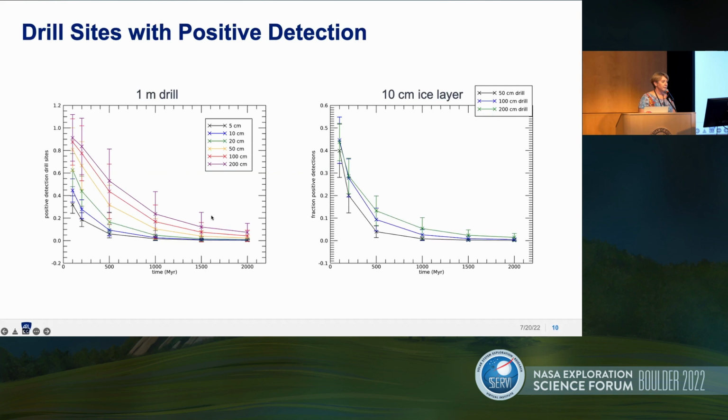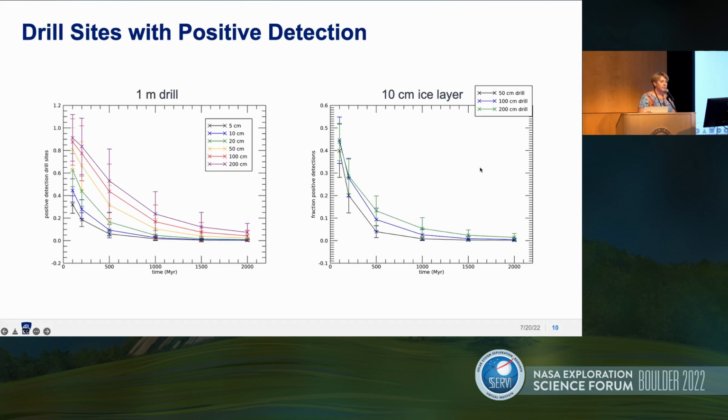And you can see for something that's a billion years old, we're looking at somewhere less than 30% of the sites, which is still pretty good if you started with a 2 meter thick ice layer. But if you started with something that was a 10 centimeter thick ice layer, which is consistent with the data that we have, it's a few percent of the drill sites that would have a positive detection of water ice.